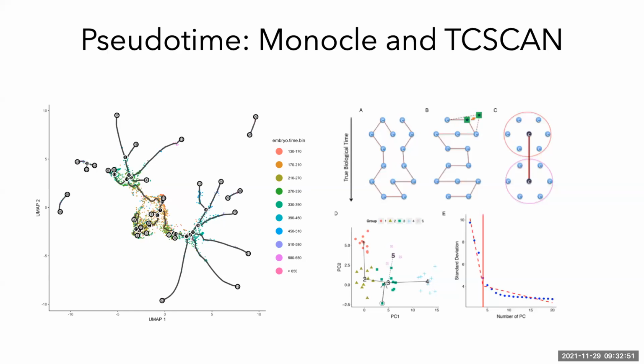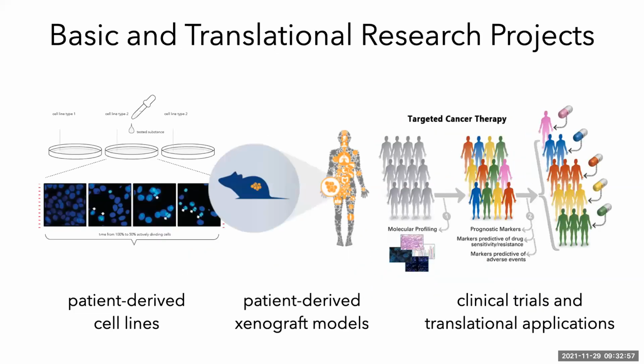Now, as I mentioned, all of this by itself is pure theory. And so what's important to apply this kind of information to a project is to give you a practical hands-on sense of how do you go from raw data to biological interpretation. And that's why we have designed some use cases around project examples using cell line data, xenograft models, as well as clinical trials and some translational applications.